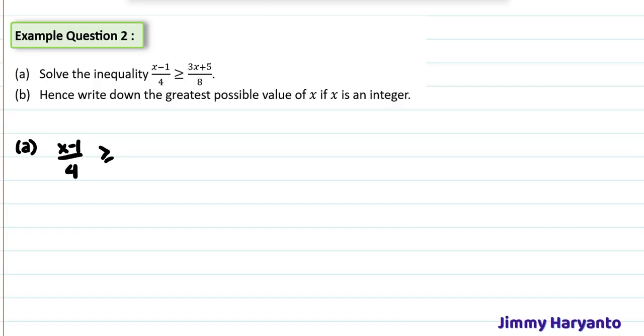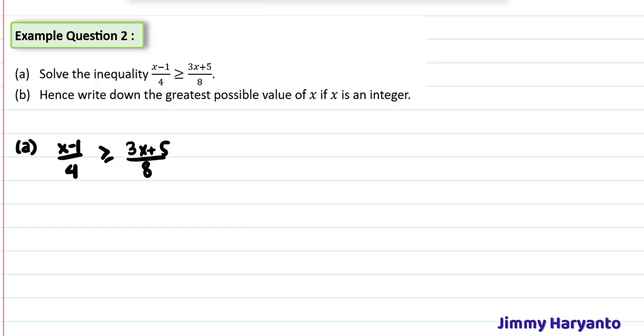Like greater than or equal to (3x + 5)/8. Okay, so for this one we can do cross multiplication, but be careful with the cross multiplication because we cannot identify the multiplication of negative numbers or positive numbers. Yeah, you have to be careful. We can, but it's a little bit hard.